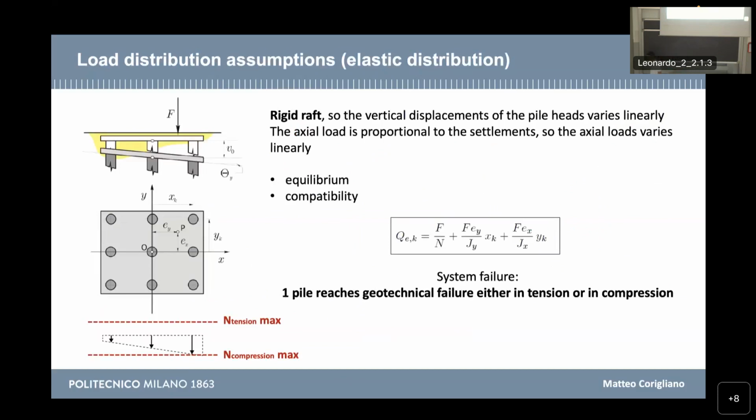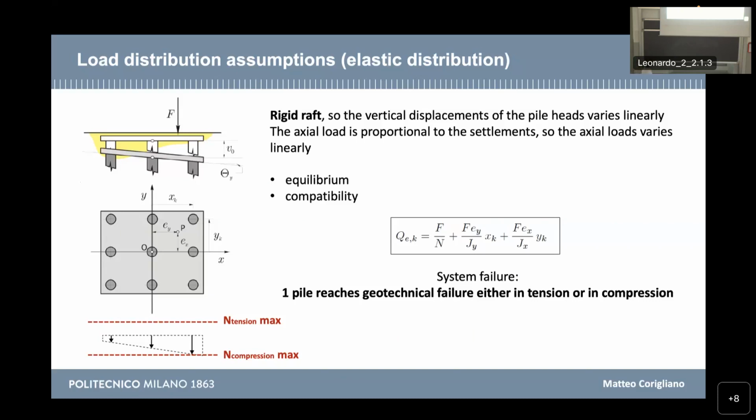And going on with the traditional approach, the other strong assumption is that an elastic distribution of forces on the piles is considered. What does it mean? The meaning is that the failure of the foundation is considered when one pile reaches failure.